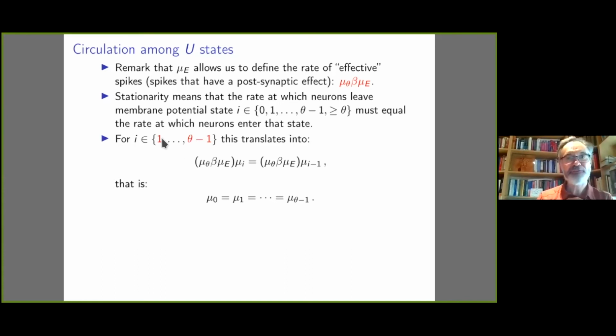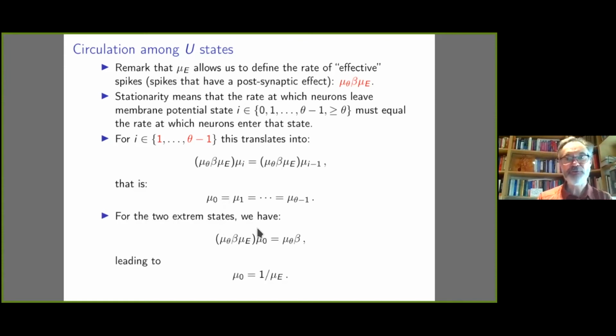So for the states from 1 to theta minus 1, let's take i equals 1. We have here the rate of effective spikes that will push all the neurons in state 1 to state 2. And we want that to equal the rate at which neurons from state 0 climb into state 1. That's again the rate of effective spikes times the number of neurons in state 0. These must be equal. So that means we must have an equal population in each of the states below threshold.